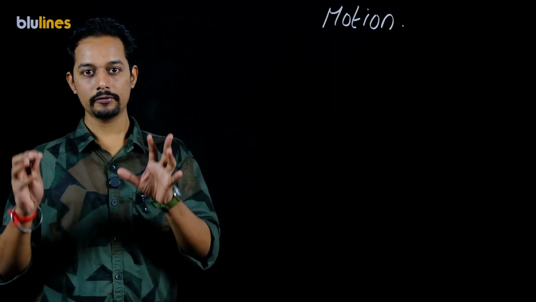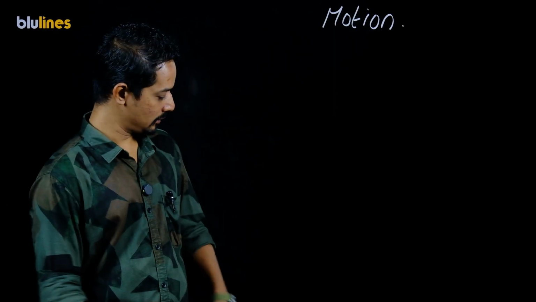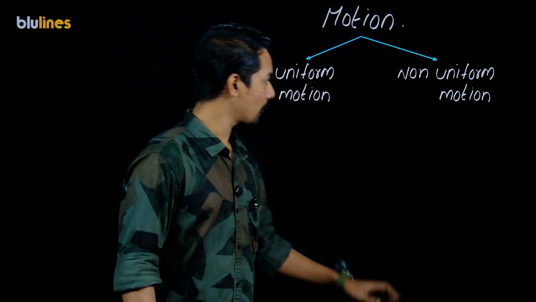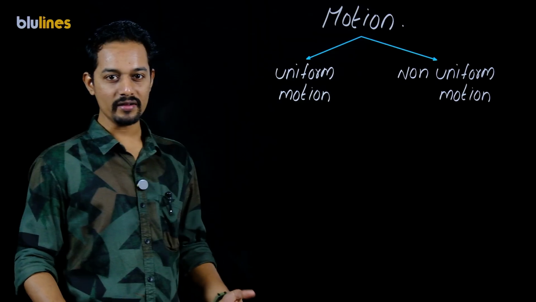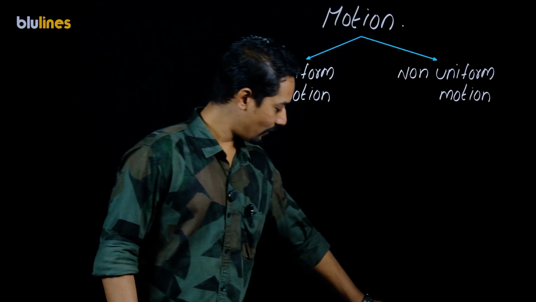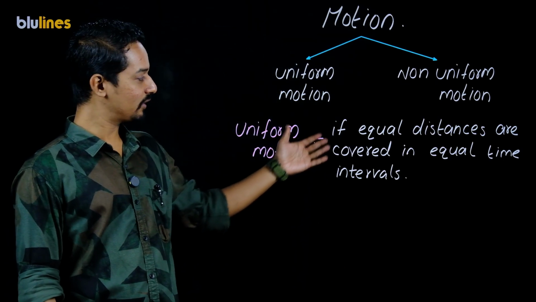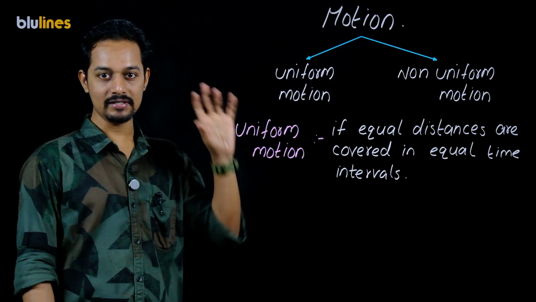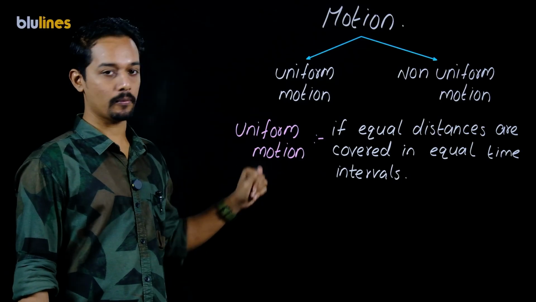Let's discuss types of motion. There are only two possibilities of motion. The first type is called uniform motion and the second type is called non-uniform motion. So what is uniform motion? We define uniform motion as follows: if equal distances are covered in equal intervals of time by a body, then we say that the body executes uniform motion.